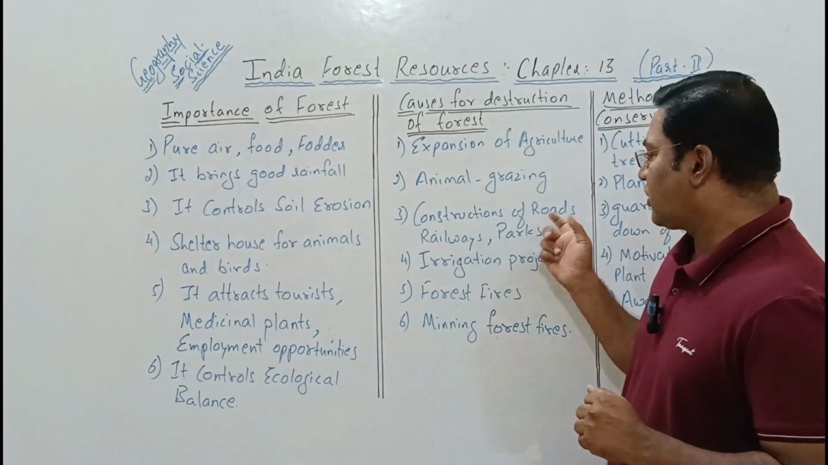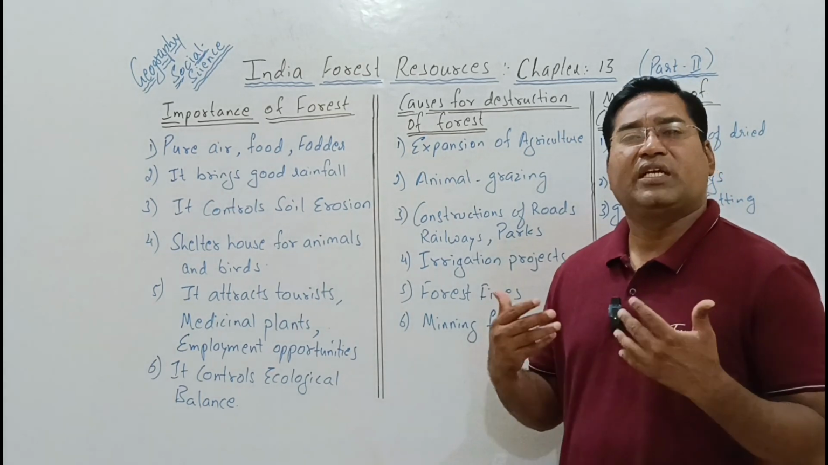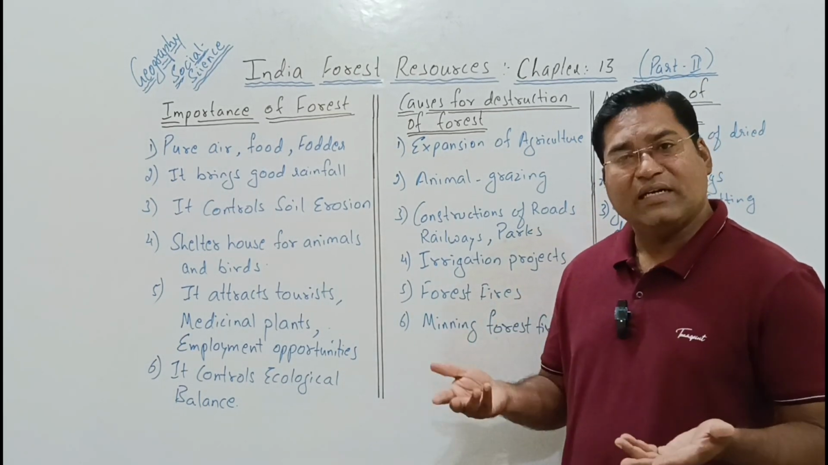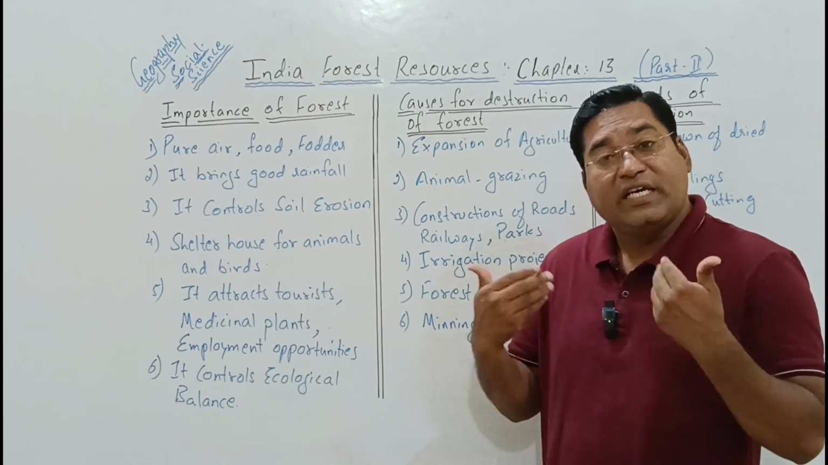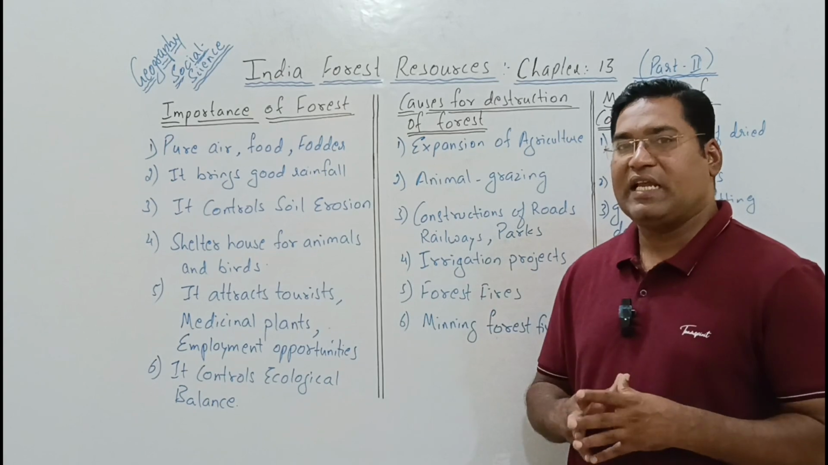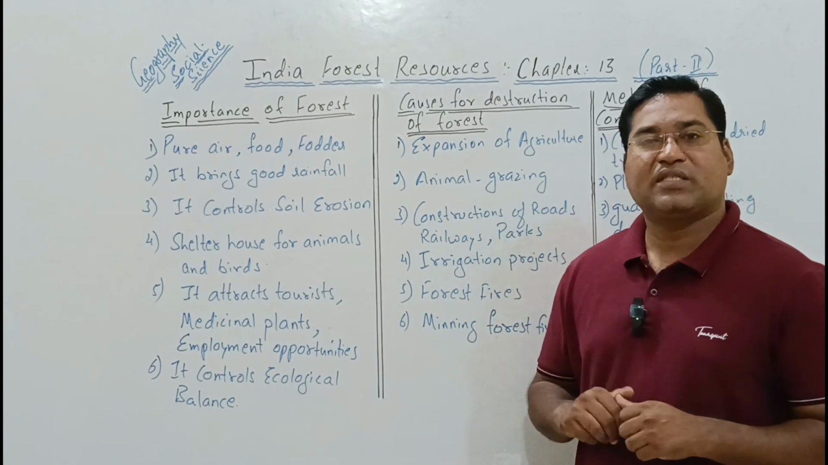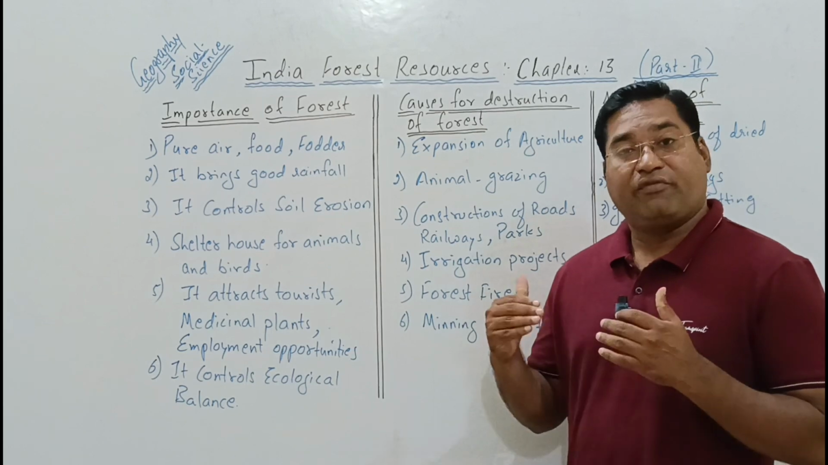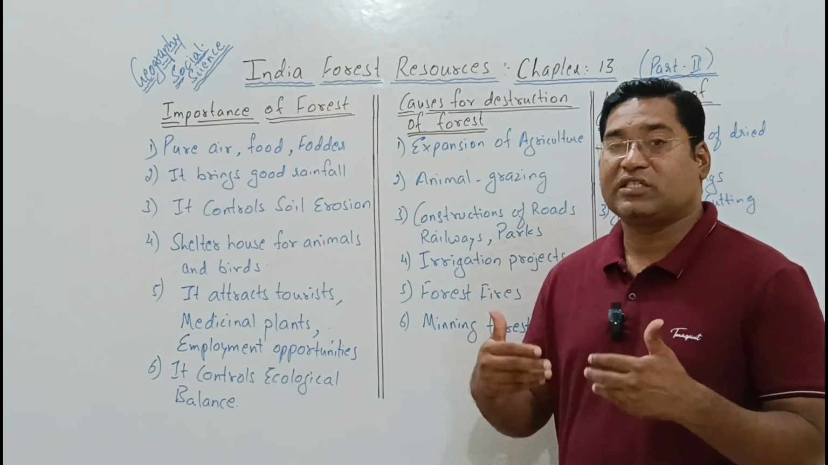So for roads, railways, parks and many other things that human beings do for entertainment, luxury or usage, he is destroying the area that has been covered with forest. Irrigation purpose, again a very important source, because irrigation helps in the development of agriculture production.